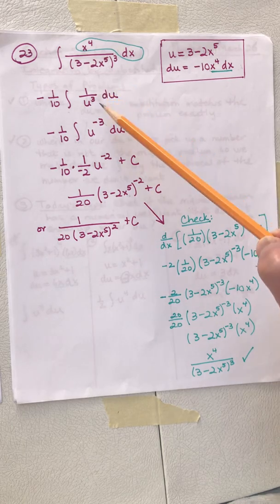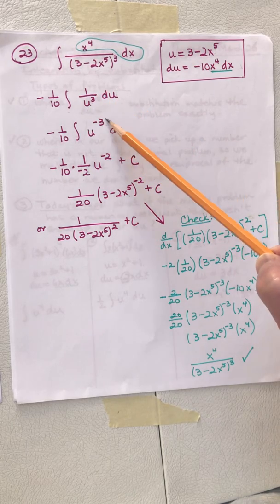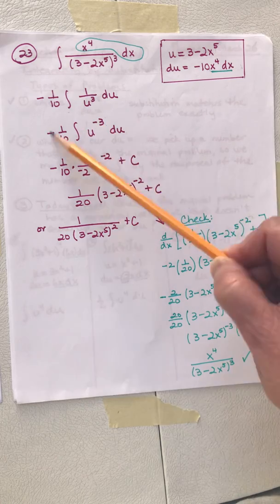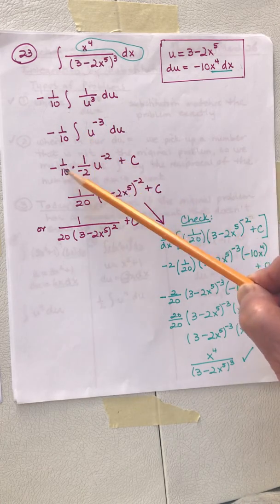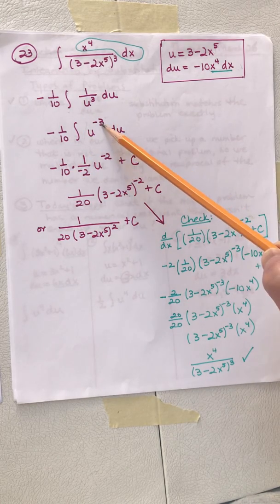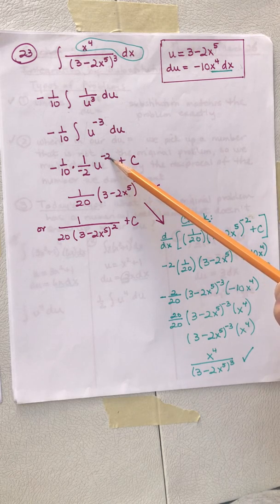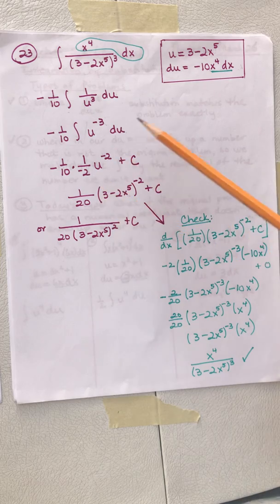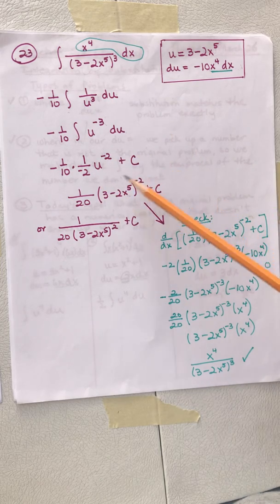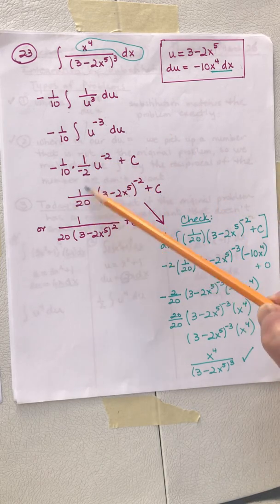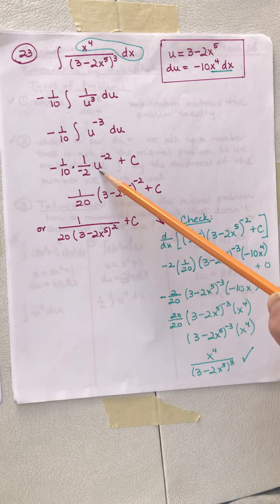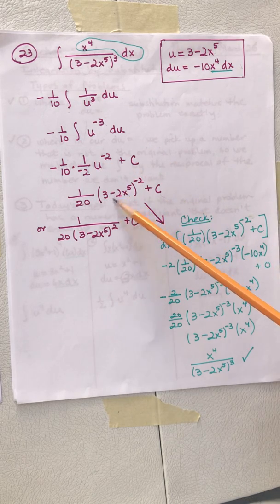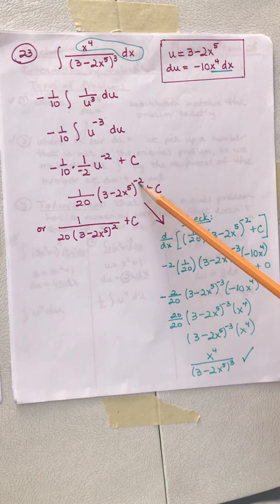All right, so now I'll rewrite the 1 over u cubed as u to the negative 3. And now I'll integrate. Bring down the negative 1/10. Add 1 to the negative 3, I get negative 2. Take my coefficient of 1, divide by negative 2. And then add a plus c. Multiplying this, I get 1/20, and I'll take the u out, put the x's back in, 3 minus 2x to the 5th to the negative 2 power plus c.